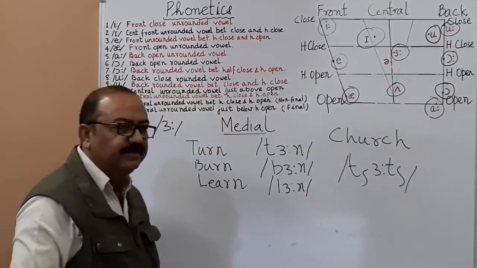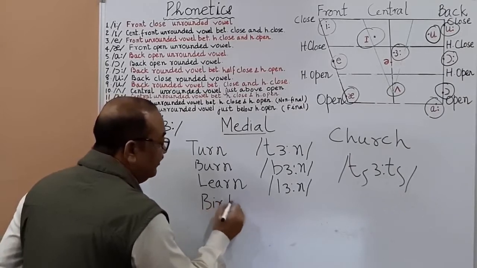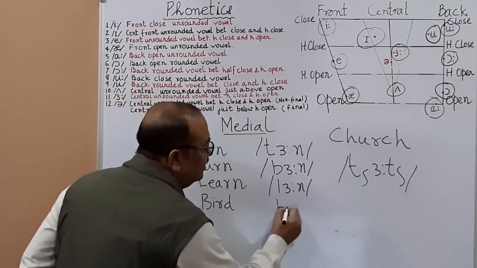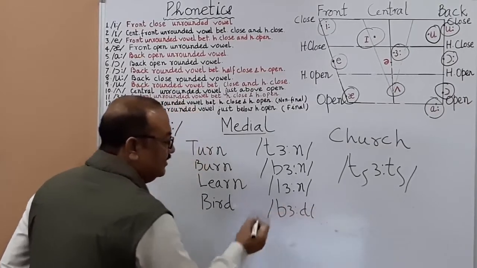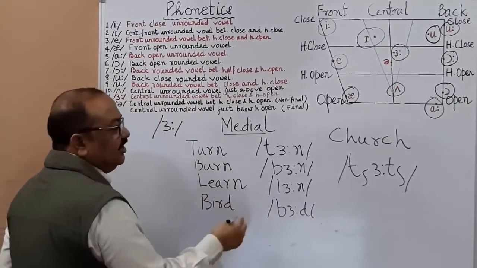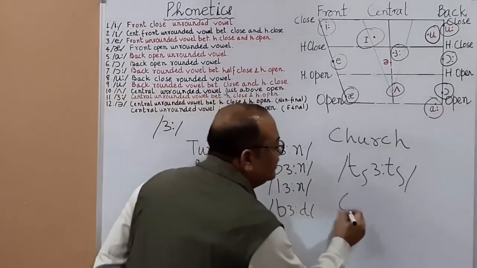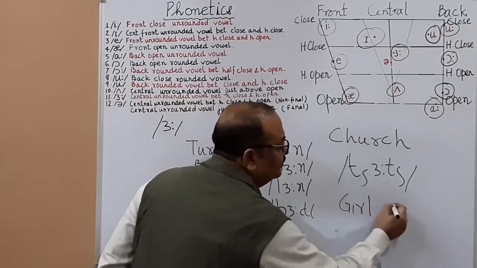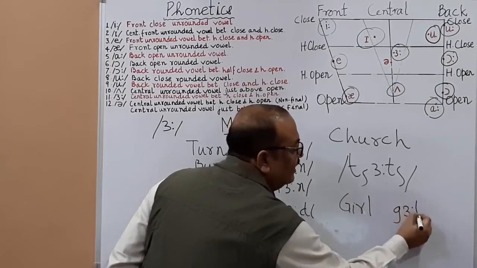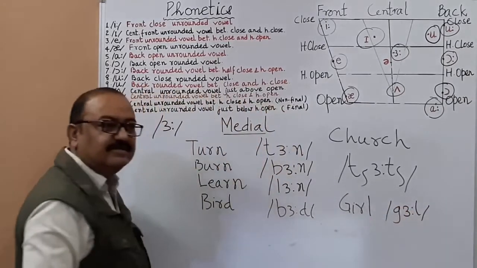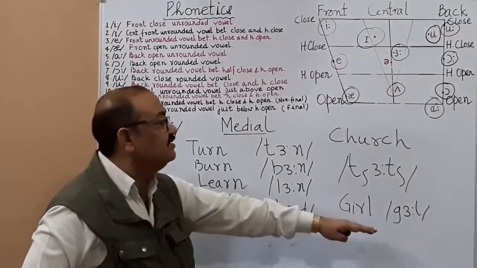Any other word? Like bird. This is also a very common word. They give it in exams. Bird. I'm giving you the most common words which are usually asked in exams. Girl. How do you write girl? Girl. There's no ra here, remember. There's no ra here. Girl.